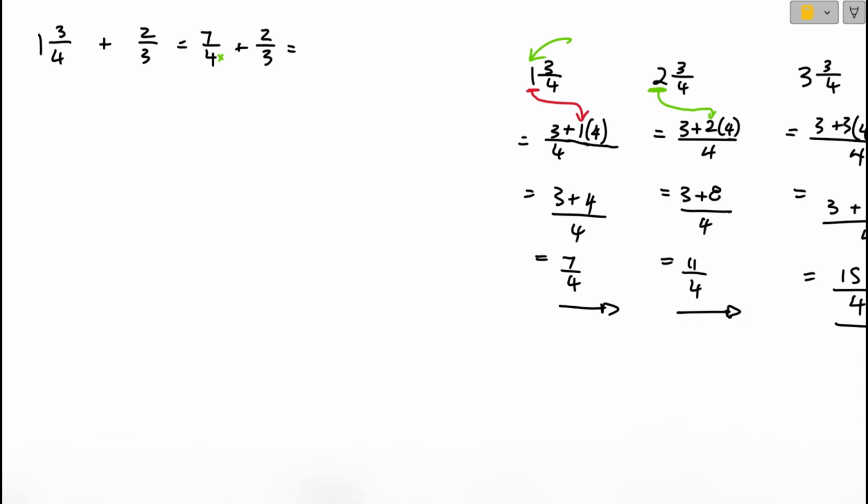So 4 times what will give me 12? 3. And 3 times what will give me 12? 4.